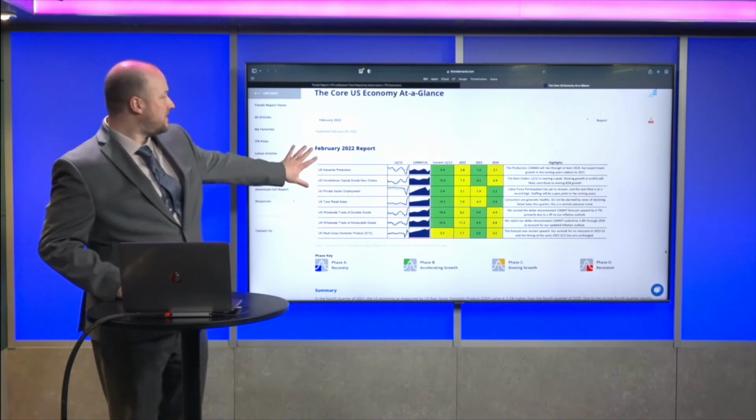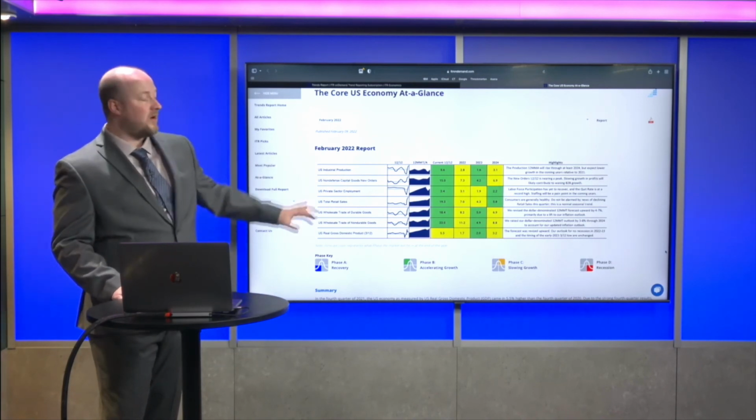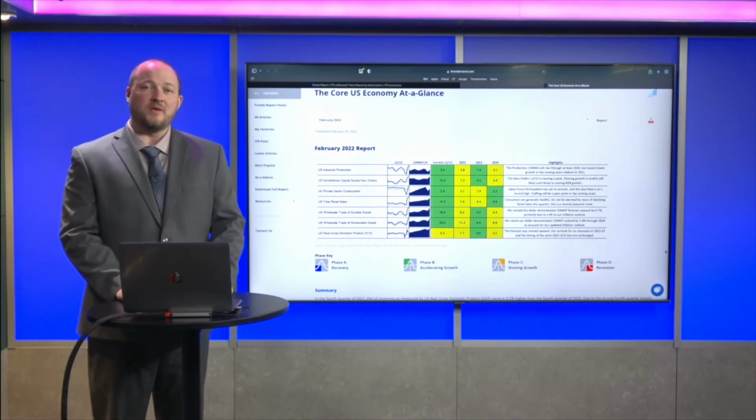So I hope that helps get some more value out of this wonderful product that we have, illustrating where the core economy is at various points in time.